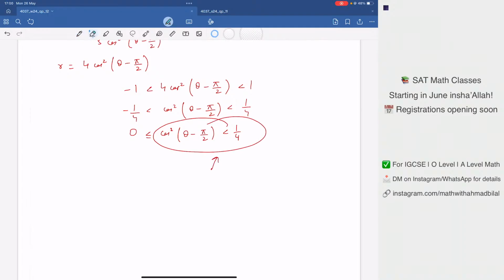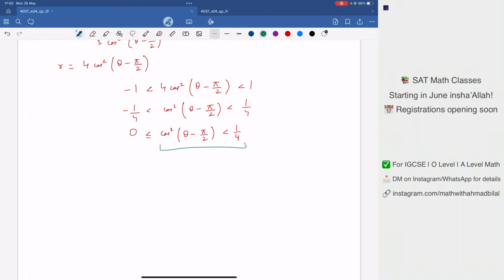The other side, as I said, it does not even matter because whatever the value is, it's always going to be greater than or equal to 0. So let's focus on the right side of this inequality. How do we solve this inequality? That's the question now.